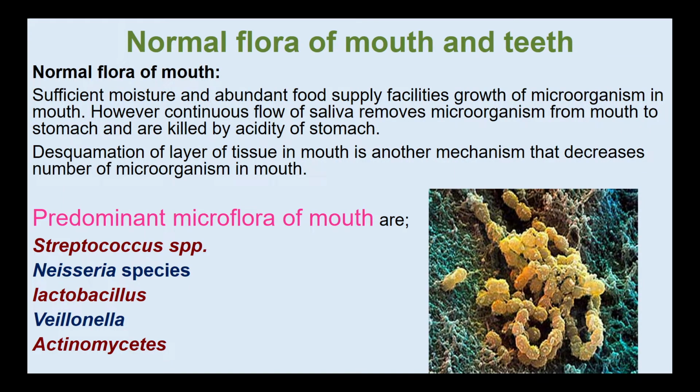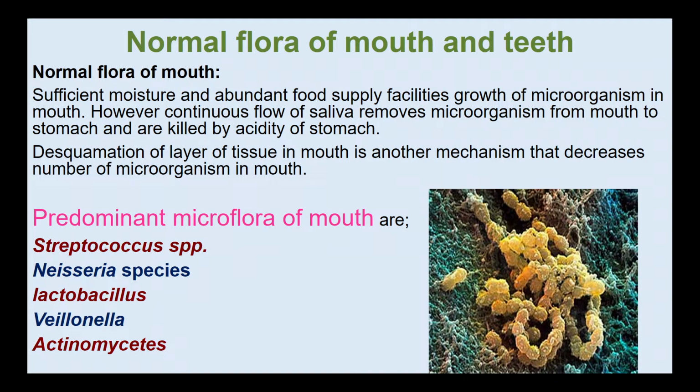In the mouth, sufficient moisture and an abundant food supply facilitate the growth of organisms. That's why they can grow and multiply. However, the continuous flow of saliva removes microorganisms from the mouth to the stomach, and most of them are killed by the acidity of the stomach. Also, desquamation of the tissue lining the mouth and other mechanisms decrease the number of microorganisms in the mouth. But part of the bacteria survive and continue to multiply.